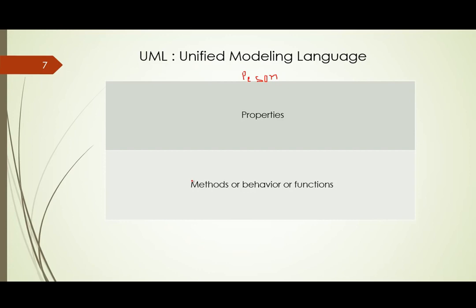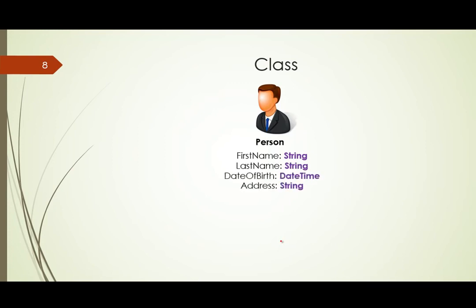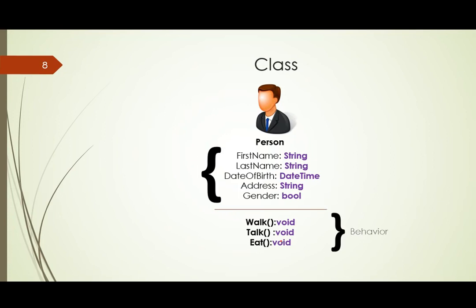UML really represents a class in short. That's it. So let's see a UML of a person class. Let's say this is a person, and a person should have a first name, last name, date of birth, address, gender, and these are data, attributes, or properties. And the second half will contain the behaviors, functions, or methods. Whatever you say is correct: behavior, logic, methods, or functions.